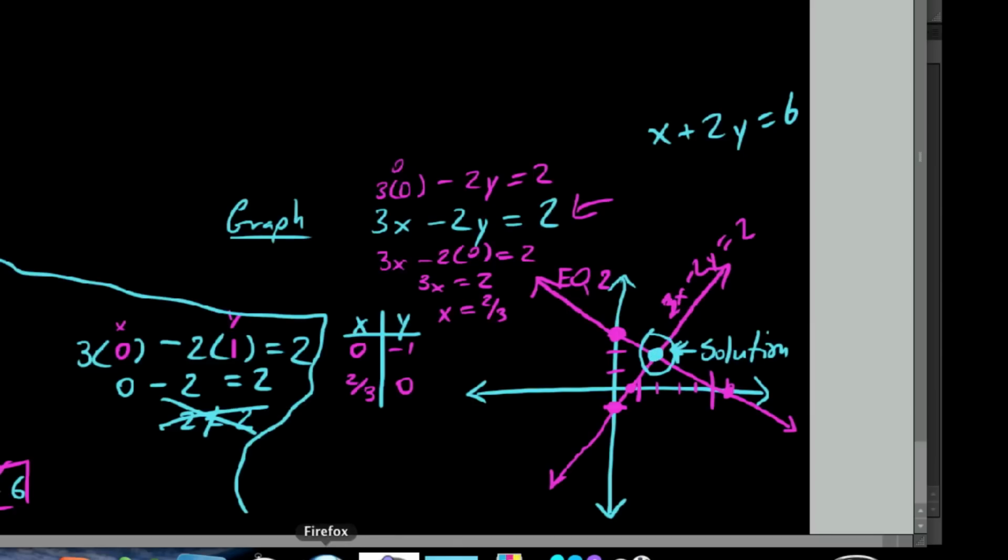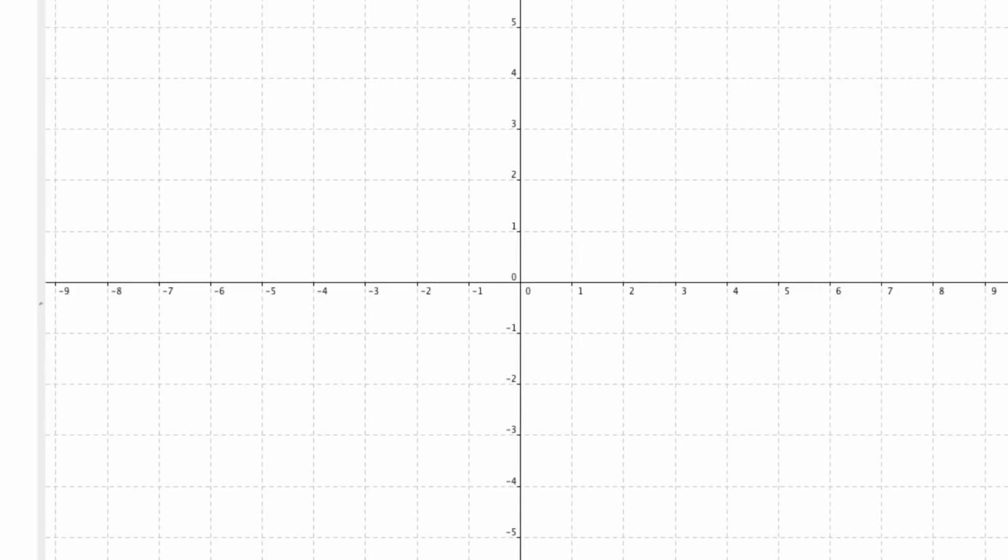Okay, so let's go ahead and take a look at what this would look like in a graphing utility here. Put my pen down and we'll go take a look at it. We had these two equations. We had 3x minus 2y equal to 2. There was our first equation that we had graphed, and we had x plus 2y equal to 6. Oops, let me fix that. x plus 2y equal to 6.